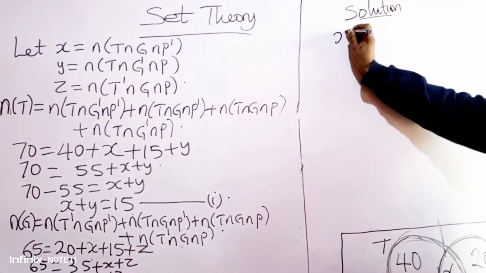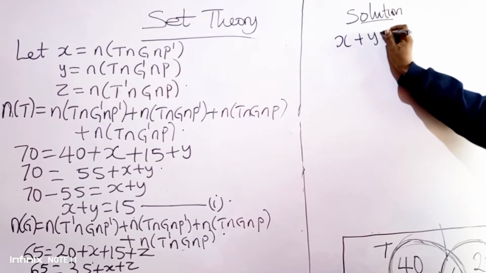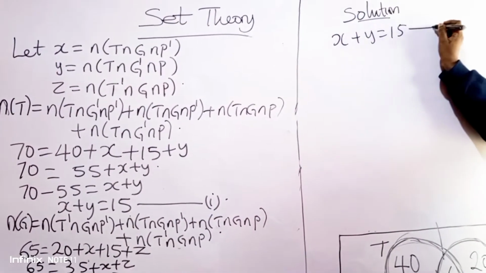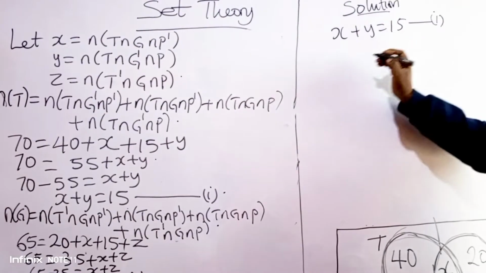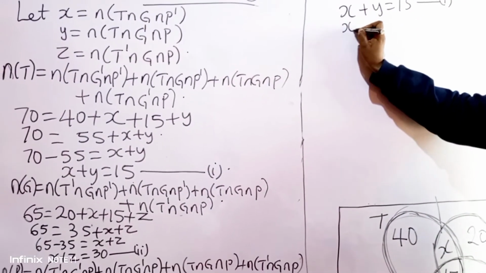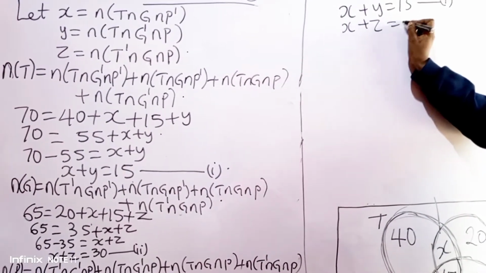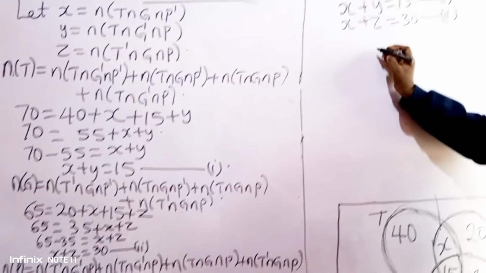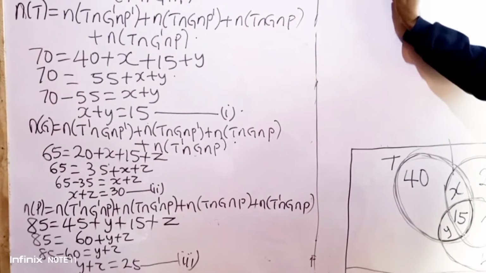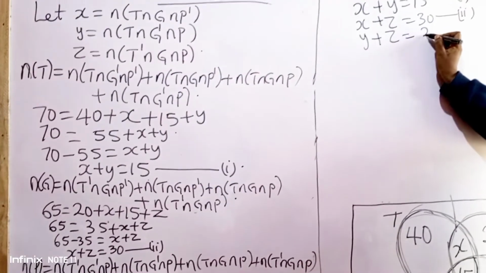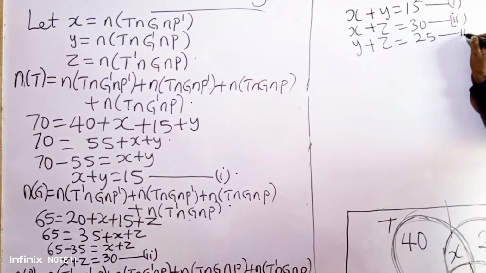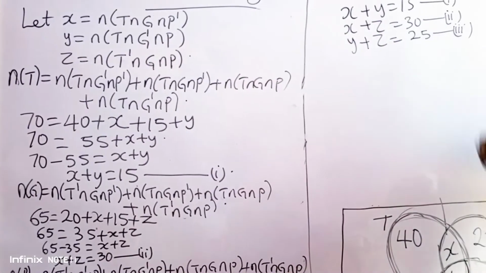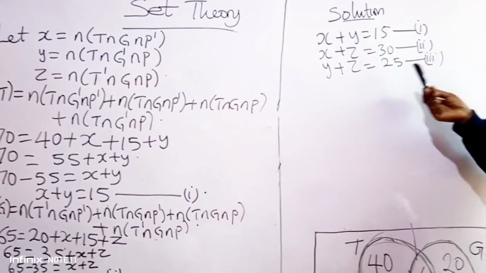x plus y is equal to 15, equation 1. x plus z is equal to 30, equation 2. Then y plus z is equal to 25, equation 3. Now, let's look at this one.